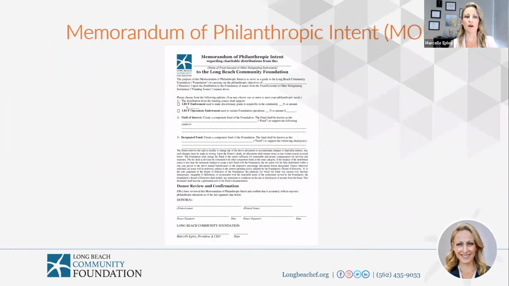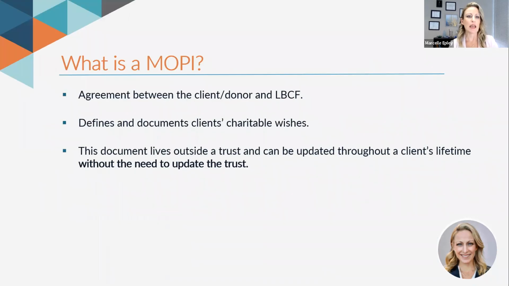It's a 1-sheet paper, and I know that's small print. Anybody who would like this document, it's on our website, or we'll email it to you. You can see a checkbox there for this designated fund or field of interest, and you've got different endowment options. It's just an agreement between the client or the donor and the community foundation. It doesn't activate until we've received notice that your trust has been activated by the trustee. And it defines exactly what the client wants to pursue.